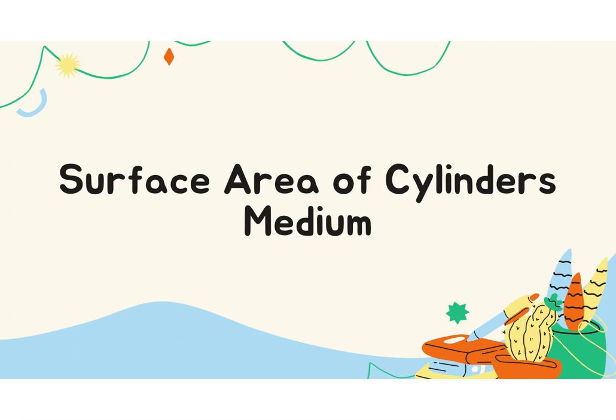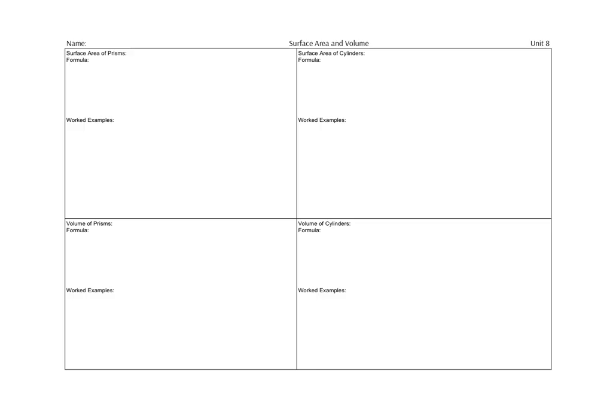Welcome to our second video of Unit 8, which deals with surface area and volume. This video talks about the medium level questions for surface area of cylinders. If you have your note sheet out, we'll be in this upper right-hand corner. Just like with the prisms video, there's a spot for you to write down your formula, and we'll have some worked examples. I've got 2 of them on this video for you.